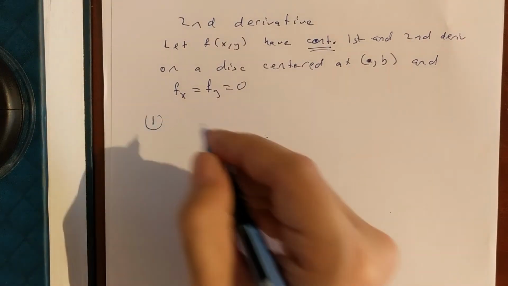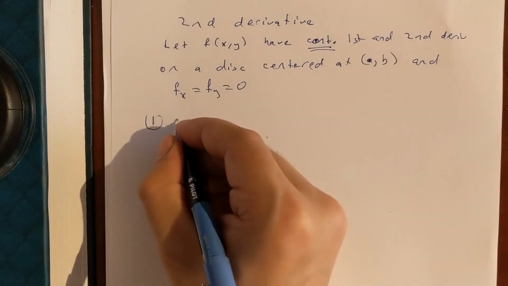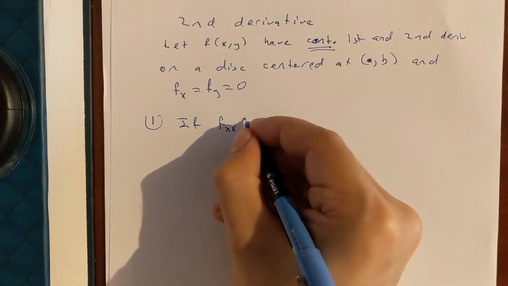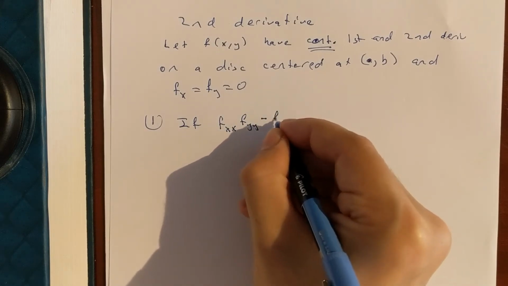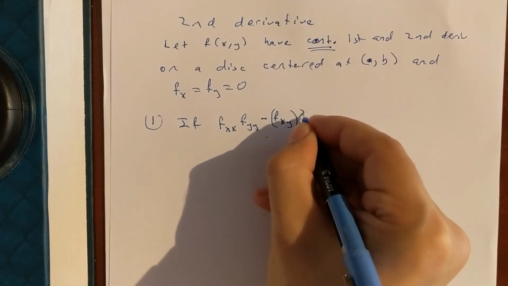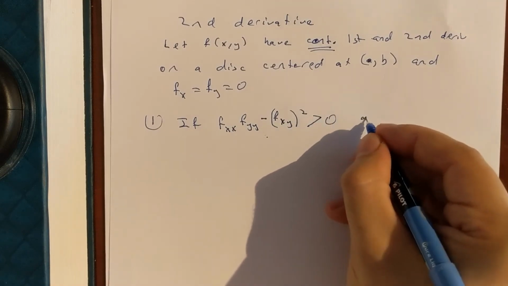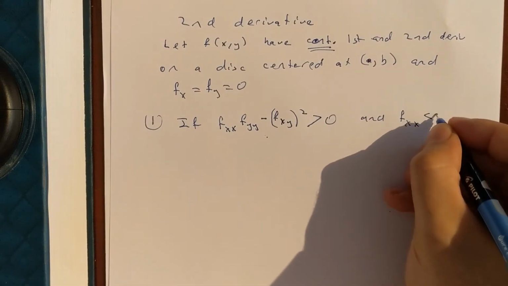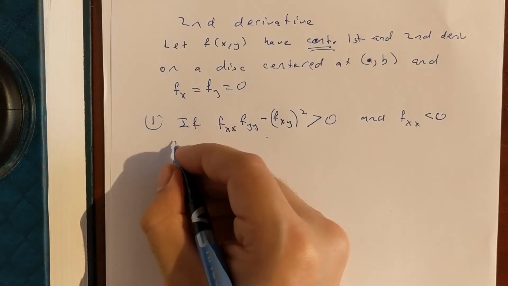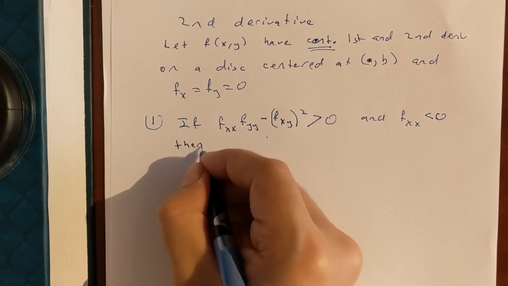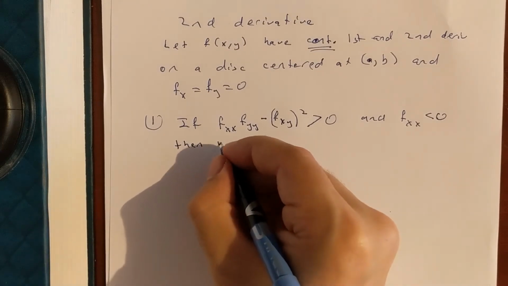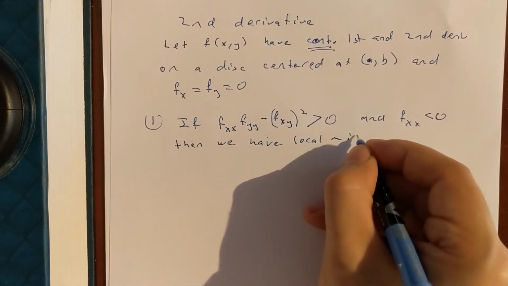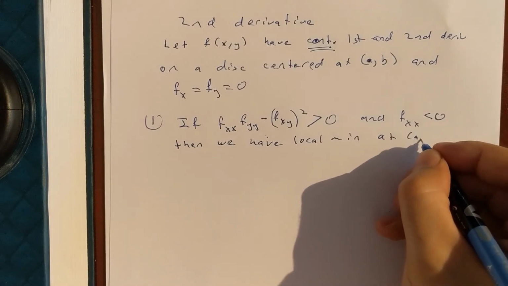So now we're going to look at the following. If we have this funky term, f sub xx times f sub yy minus f sub xy, the whole thing squared, is greater than 0, and if f sub xx is less than 0, then we have a local minimum at (a,b).